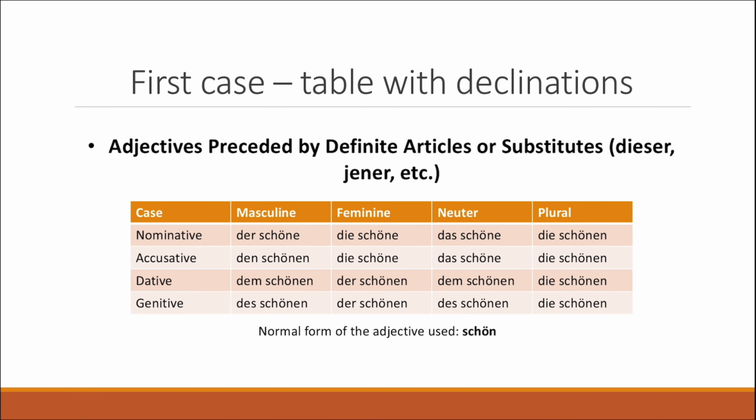Now, here you can see the table with the different possibilities for the declination of the adjective, so that you can know how to decline an adjective depending on which case we have or on which gender you have. The normal form of the adjective we're using is schön, but you can use it for pretty much every adjective there is out there. So for example, if we would like to decline an adjective, which is to the dative case plural, if we have schön, then it would be die Schönen, and then we would have the plural noun. So this is simply an example.